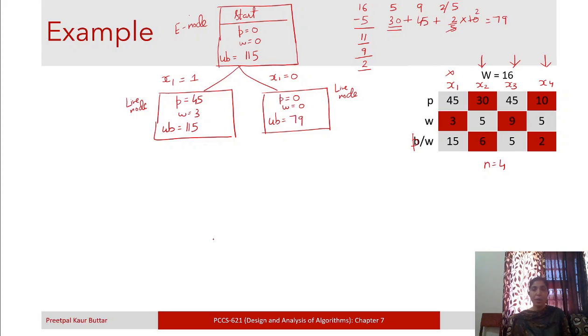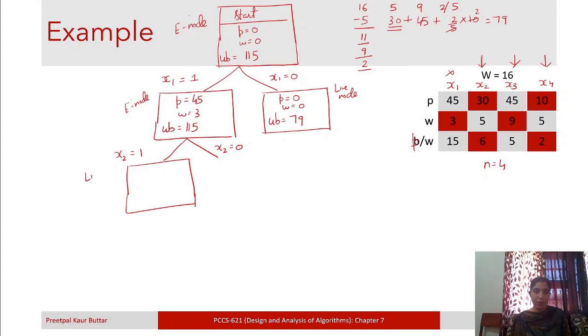Now, out of these 2 live nodes, the maximum upper bound, because this is a maximization problem, is on this node. So we will explore this node. Right now this node will become our E node. This level was about x1. Now this level is about x2. x2 can be 1, x2 can be 0. So when we pick x2, what will happen?